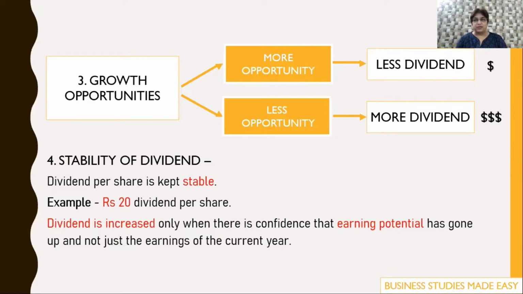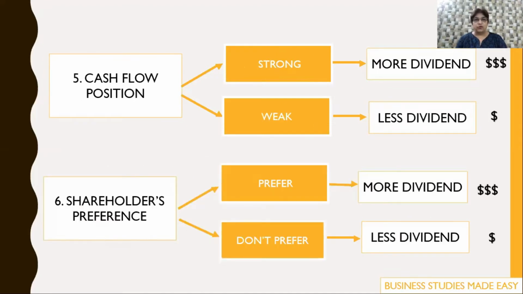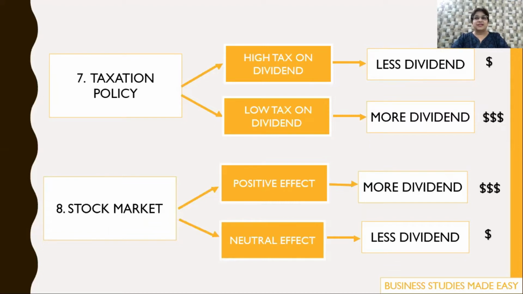Then comes the cash flow position. Now, dividend, as you know, is given in cash. Your parents might be holding shares and securities of different companies, and they might be getting the dividend in their bank. So if and only if the company has enough cash, then only they will declare more dividend. Now remember, cash and profit are two different things. They're not the same. So if the cash flow position is strong, then more dividend can be declared.